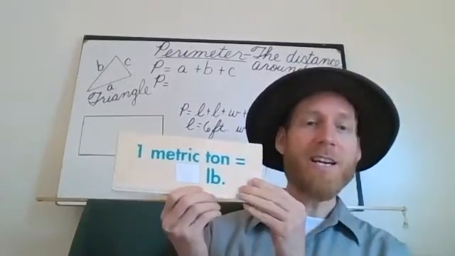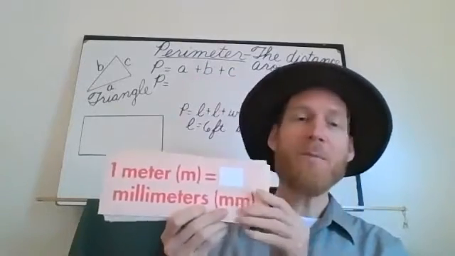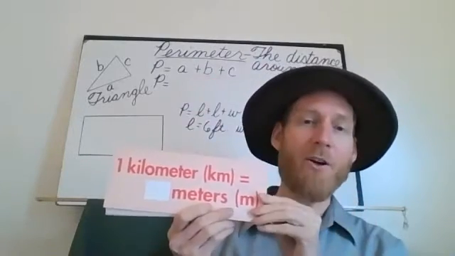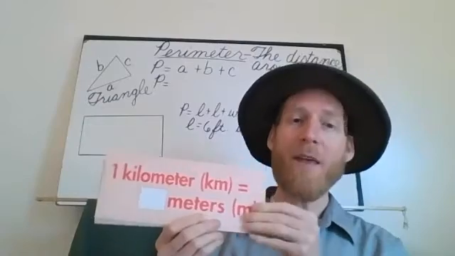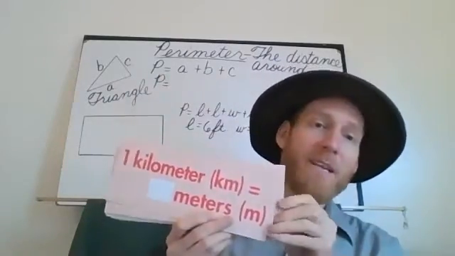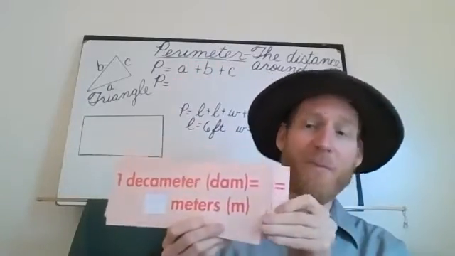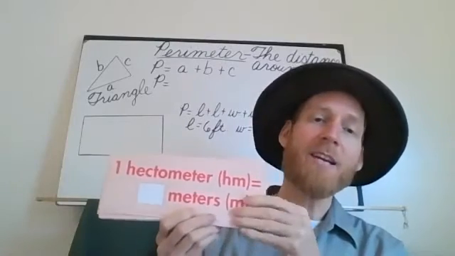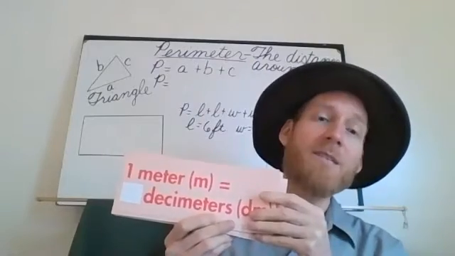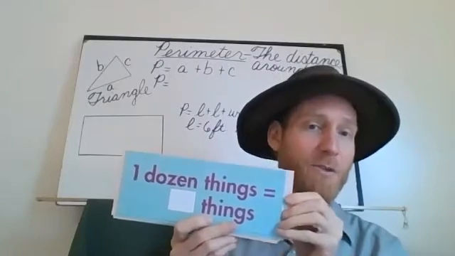1 metric ton equals 2,000 pounds. Good job. 1 meter equals 1,000 millimeters. 1 kilometer equals 1,000 meters. See? 1 decameter equals 10 meters. 1 hectometer equals 100 meters. 1 meter equals 10 decimeters. 1 dozen things equals 12 things.